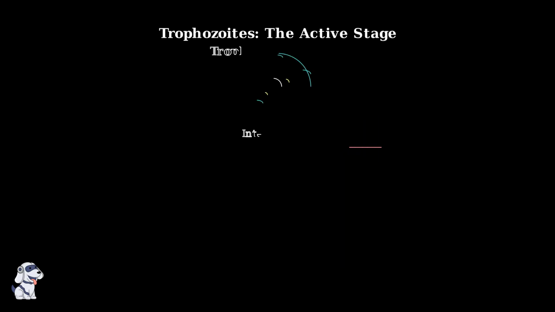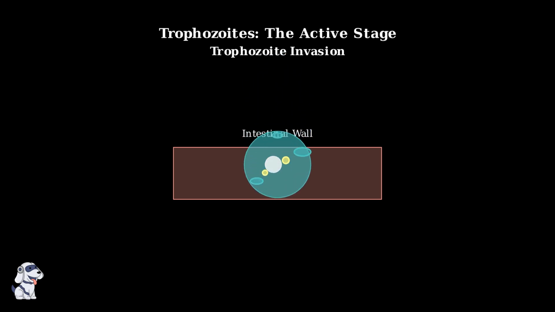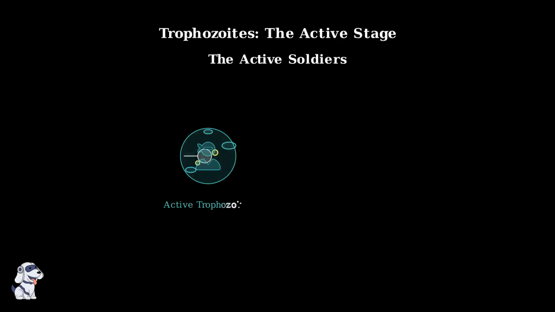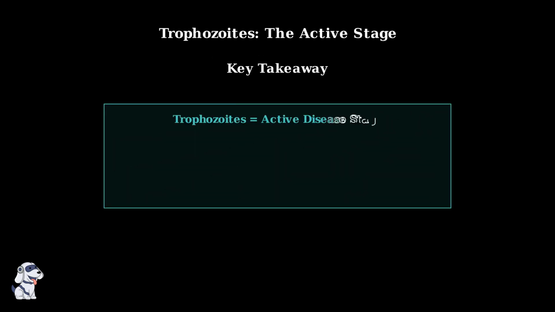The most important ability of trophozoites is their power to invade. They can penetrate the intestinal wall, causing tissue damage and the symptoms we associate with amoebiasis. Think of trophozoites as the active soldiers in this parasitic invasion. While cysts are like dormant spores waiting for the right moment, trophozoites are the troops on the battlefield, actively attacking and causing damage. Key takeaway: trophozoites are the active, disease-causing form of the parasite.